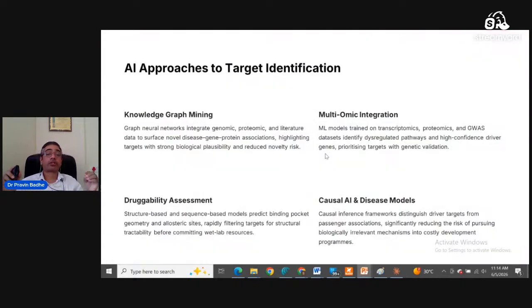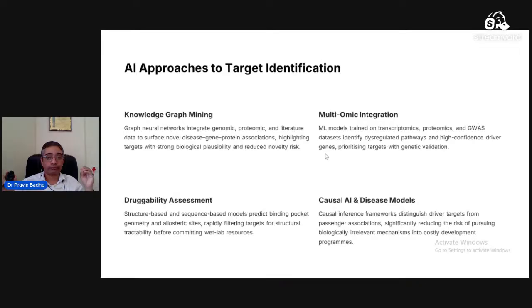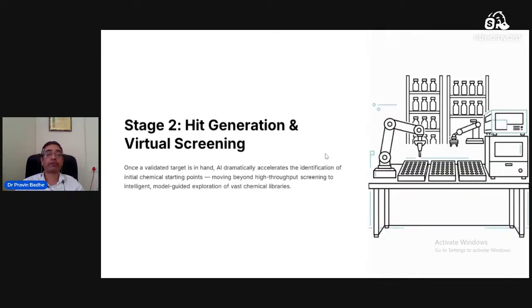Come back. So with AI, you can also help to understand and predict the binding pockets and their geometry. Also, you can filter the target rapidly, so druggability can be assessed on the protein. The causal inference framework is very important in driving the target from just a passenger association to actually helping, significantly reducing the risk which can be there due to irrelevant mechanisms. So that is another thing which can be done using the AI approach in target identification and target validation.